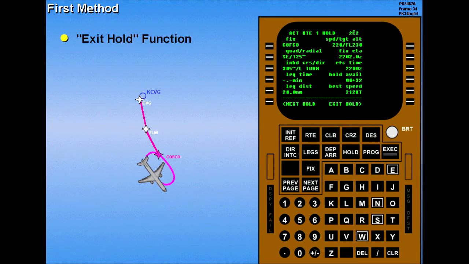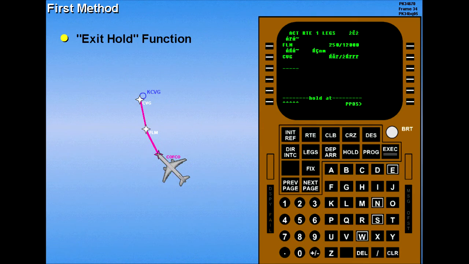To exit using this feature, after selecting the hold page, line select the Exit Hold prompt and observe that the line prompt changes to an Exit Armed label. When the modification is executed, the aircraft will immediately proceed back to the holding fix, terminate the pattern, and continue along the planned routing.